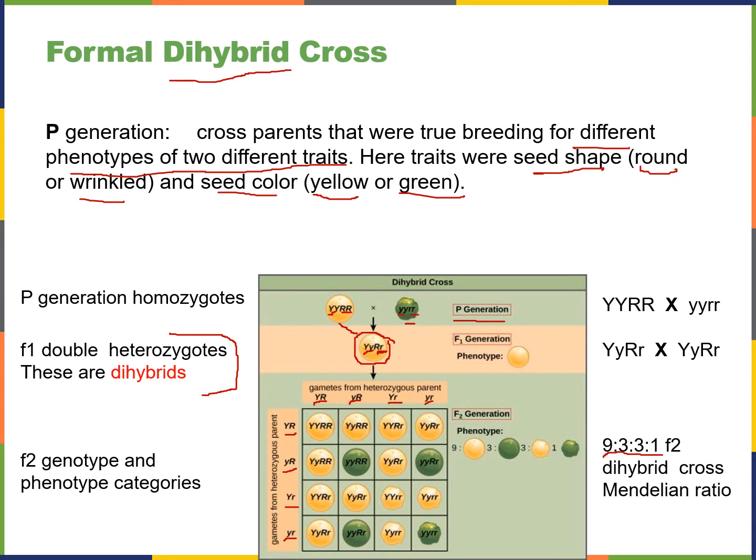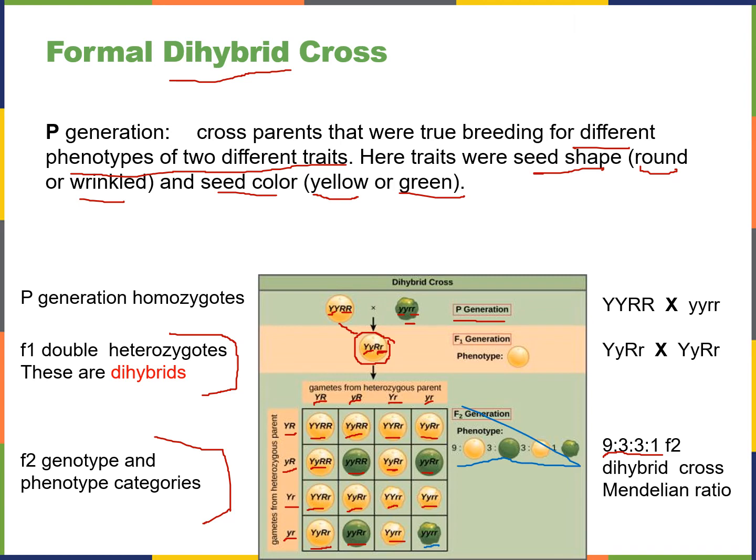I'm not going to go through all of this, but what we get is a 9 to 3 to 3 to 1 ratio of phenotypes in the F2 generation. So we get 1, 2, 3, 4, 5, 6, 7, 8, 9 offspring that are yellow and round. We get 1, 2, 3 offspring that are green and round. We get 1, 2, 3 offspring that are yellow and wrinkled. And we get 1 offspring that is green and wrinkled. So that's the 9 to 3 to 3 to 1 phenotype.